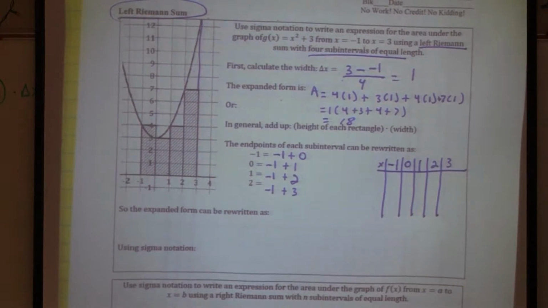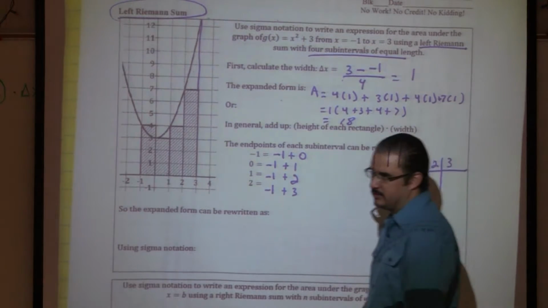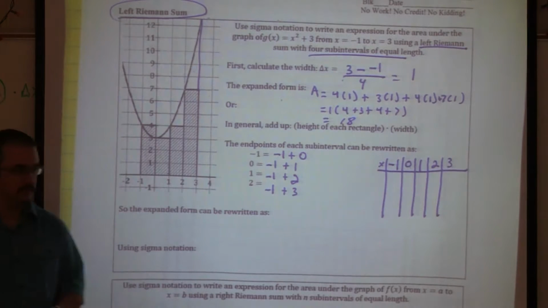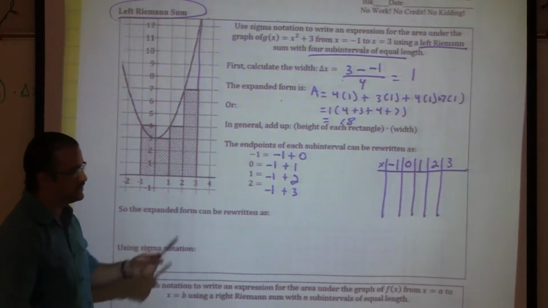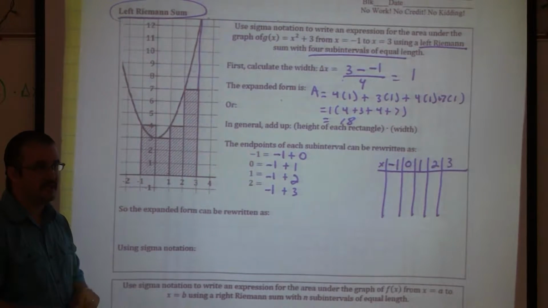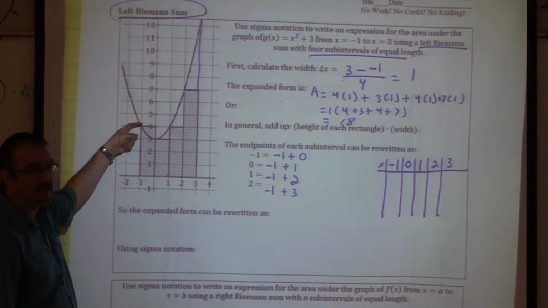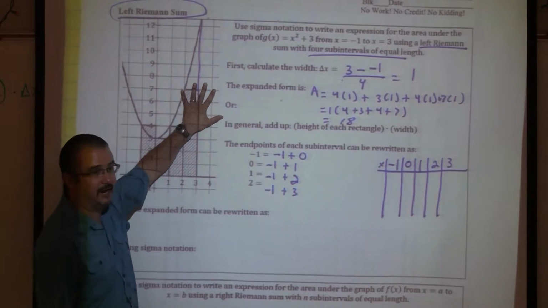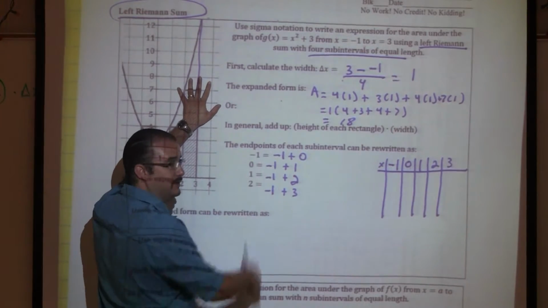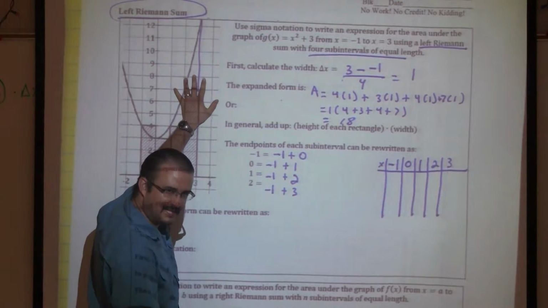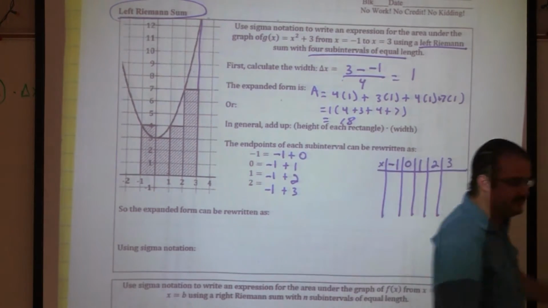Why do I want to be able to figure out what numbers to pick, what x value, if I don't have a graph? What am I going to do with those numbers? What do I need them for? I need them to plug them into the function to be able to find the what? The height. So if I don't have a graph, I still need to be able to figure out what numbers to use. You understand? Okay?